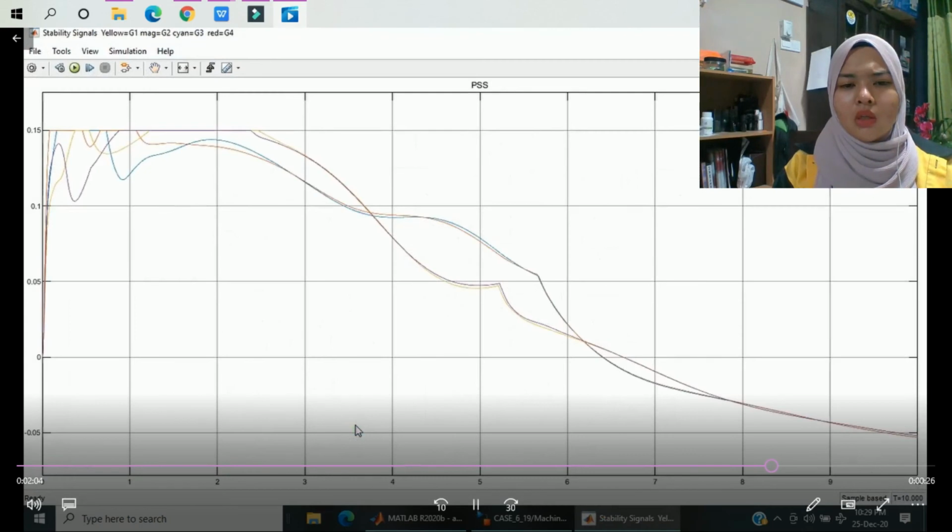Next we move to the stability of the system. Here at the beginning it rises, and then it is unstable at the value of 0.15. And then it slowly decreases until the end of the time.